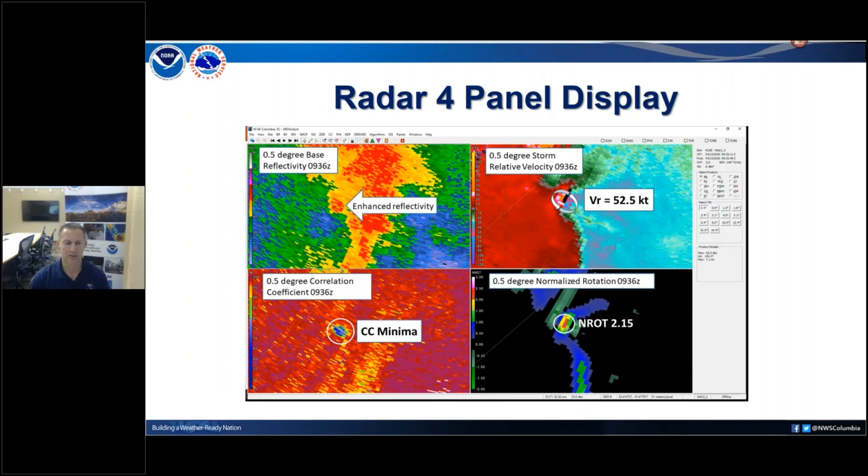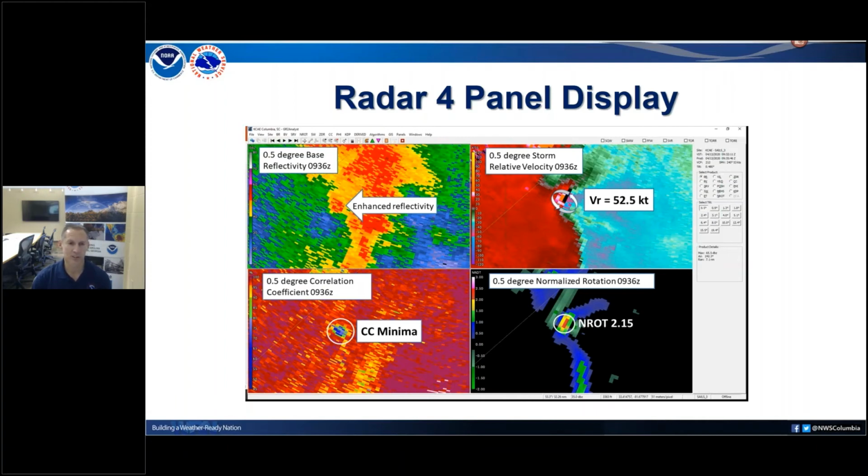The lower left-hand corner panel is the correlation coefficient, and this product is used to determine the uniformity of the droplet size within the storm itself. Anytime you have a really high correlation coefficient, up near 100%, those really dark magenta, purplish colors, that's basically indicating that all the droplets in the environment are the same size. When those values start dropping into the yellows, greens and even the blues, that means there are different sized particles being observed within the storm.